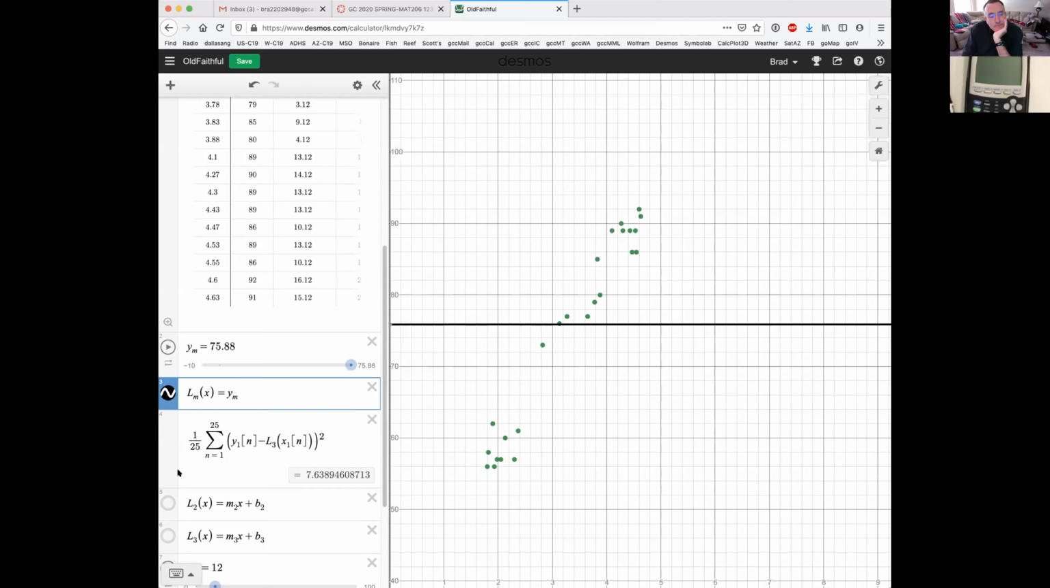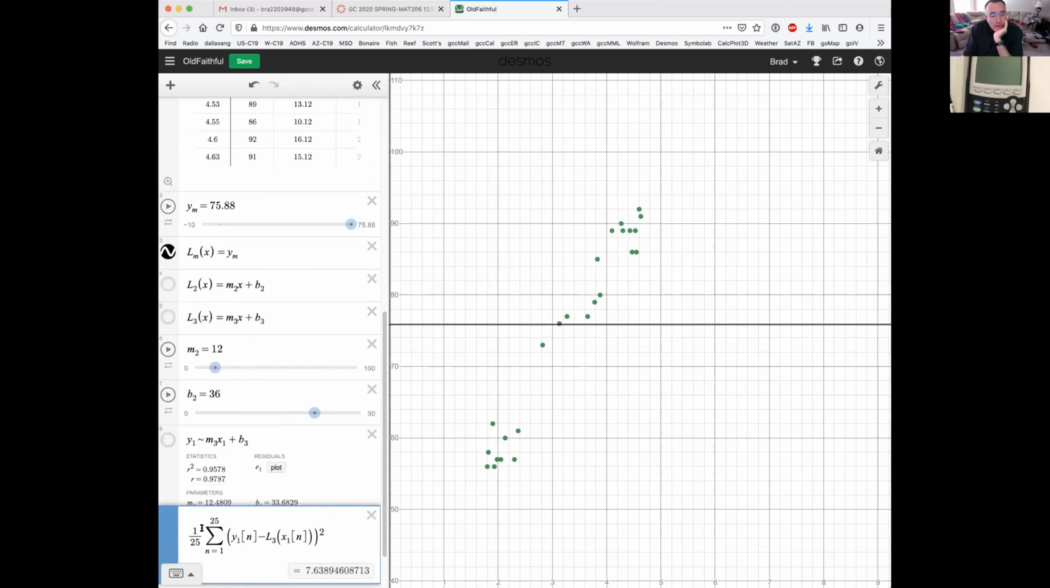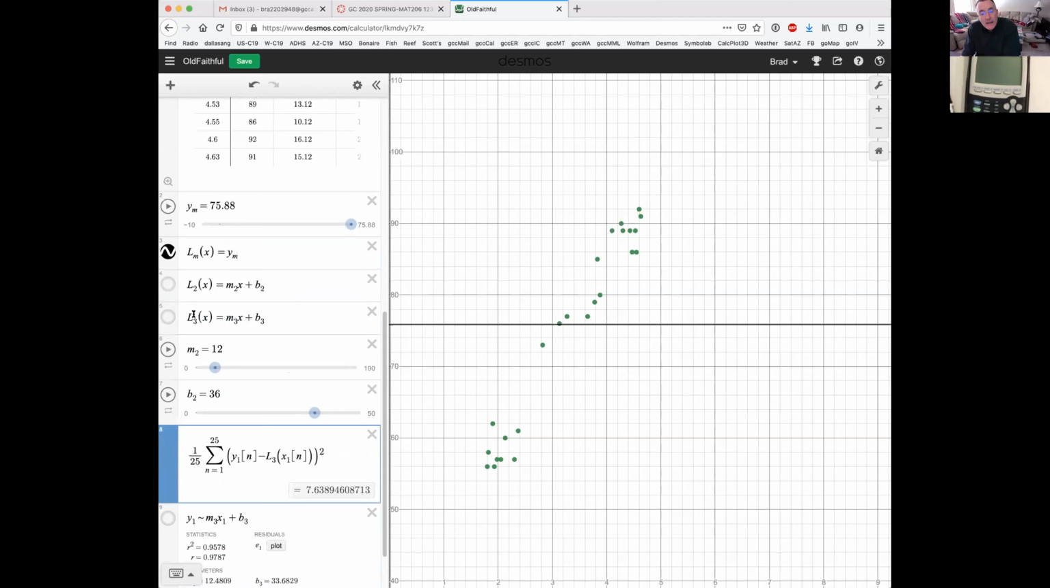So let me move this out of the way. And let me try line 2. Okay, so for line 2, this is line 3. We'll do that one in a minute. For line 2, my second line, I'm just going to estimate where it goes. I'm just going to guess, or guess and adjust. So I'm going to call line 2 M2 for the slope of the second line, X plus B2 for the intercept of the second line, and I'm going to make a slider for M2 and B2.